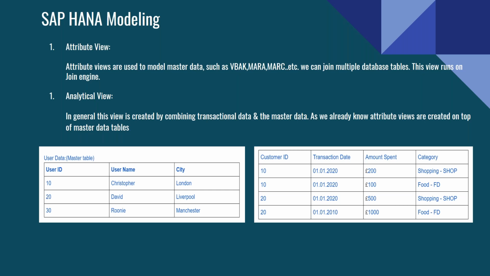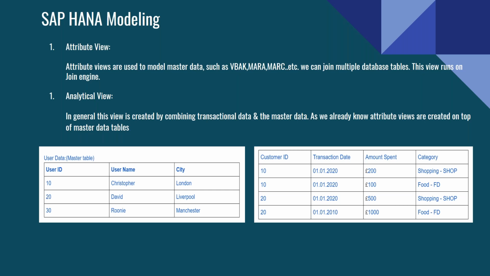If you join MARA and MAKT, we'll have materials and material descriptions. There is no extra information on the net value, profits, and so on. Simply put, we will not have any calculation values of integer or numeric type in an attribute view. It just holds the normal things, like descriptions and sales order data. We will not have integer values which show the actual amount or revenue.